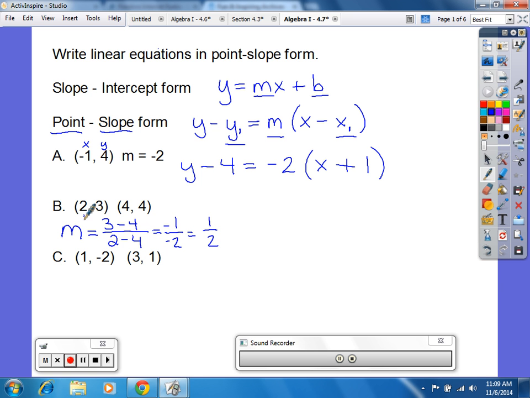Once you have the slope, you may choose to use the first point or the second point. I'm going to substitute in the first point, so here's my x, here's my y. So my equation in point slope form will be y minus the y value equals m times x minus the x value. And there's my equation in point slope form. On your paper, I'm going to give you a minute. I would like you to write letter C by yourself in point slope form.